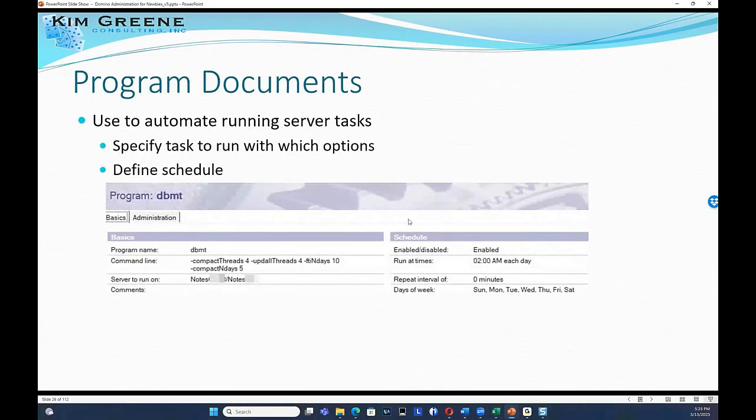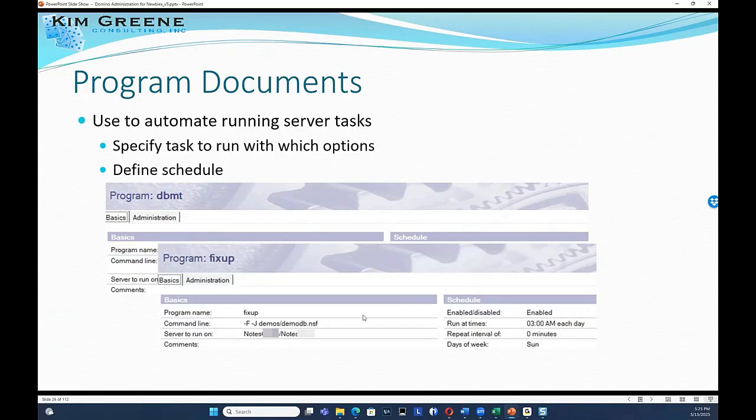Program documents are great ways to automate running server tasks, and you have quite a lot of granularity because you can schedule them and say when you want these to run. So this is an example of the DBMT, the database maintenance tool, and Michelle will be talking about that later, running on this specific server and running at 2 a.m. every day. Again, you can adjust the days of the week and the times. If I wanted it to run all day long, but every 5 hours, I could specify that by specifying from midnight until 11:59 p.m. and then a repeat interval of 5 hours or whatever you wanted.